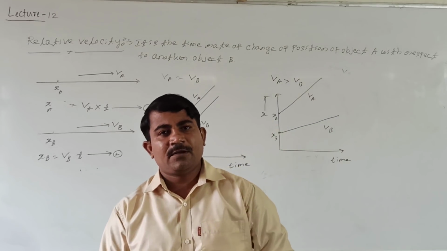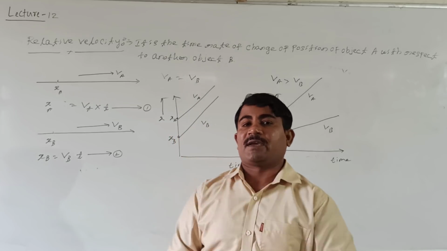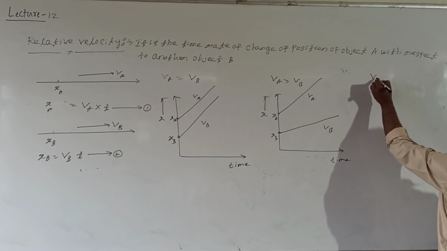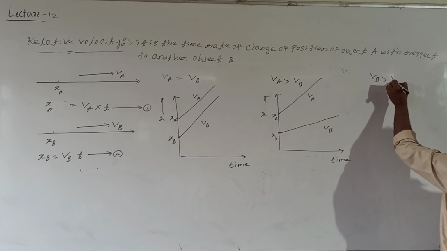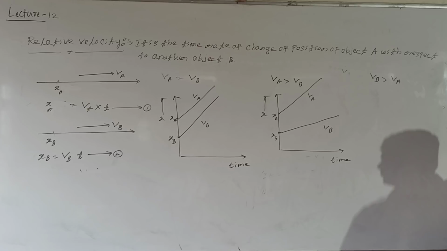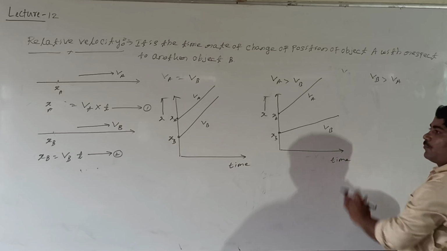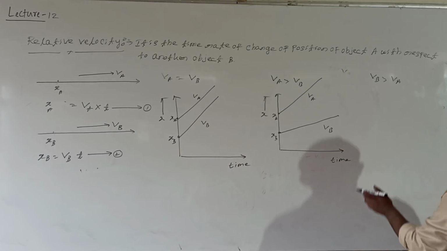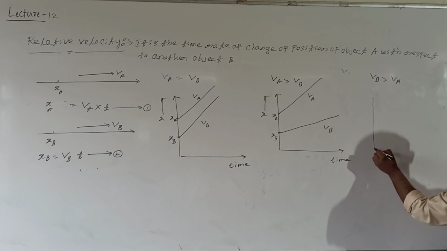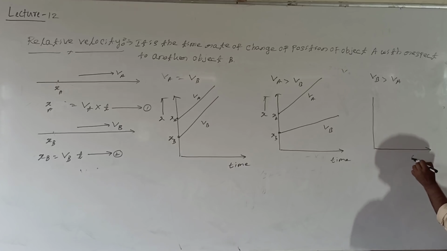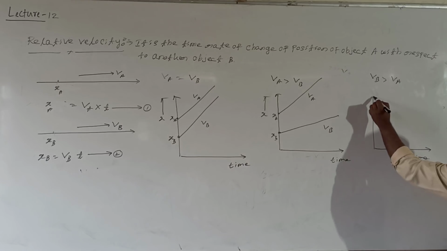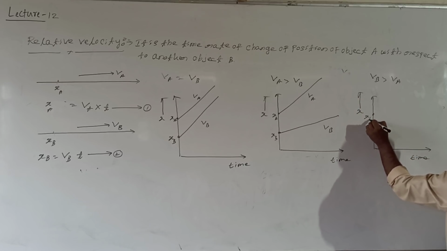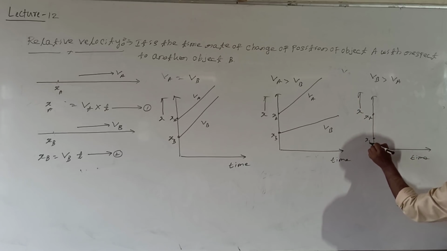Third situation, shall I take here? If VB is greater than VA, what happens? How to represent it? Body B is moving faster as compared to body A. See here, I will draw the same situation again. Position time graph: this is the time axis, this is the position along the y-axis, we are calling this XA, and this is XB.